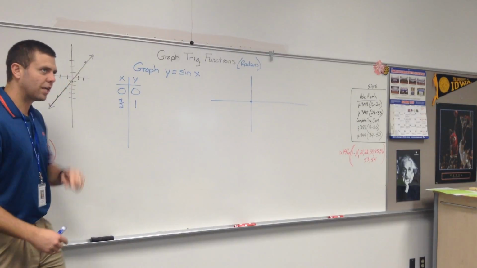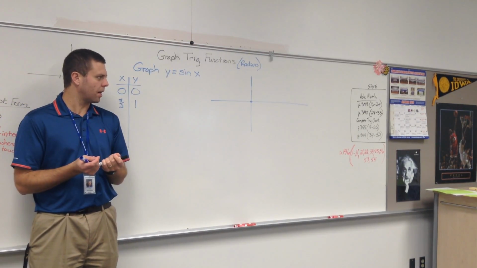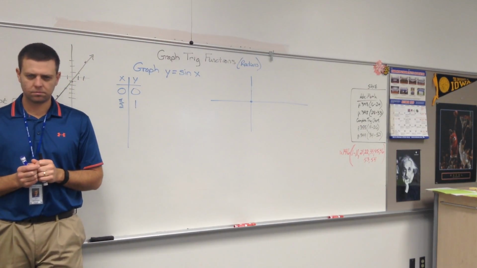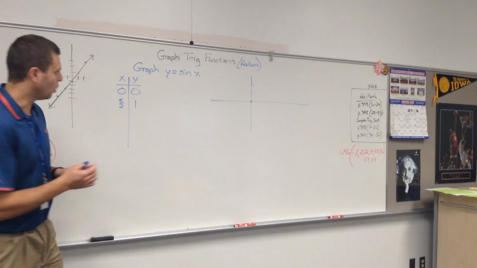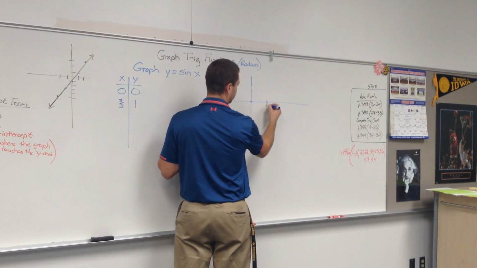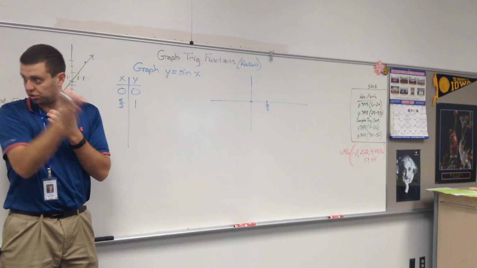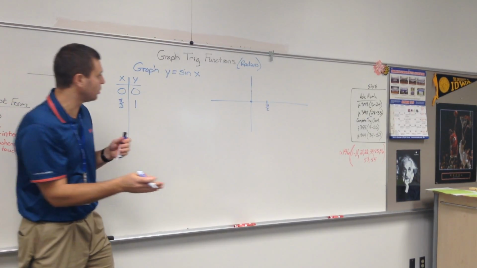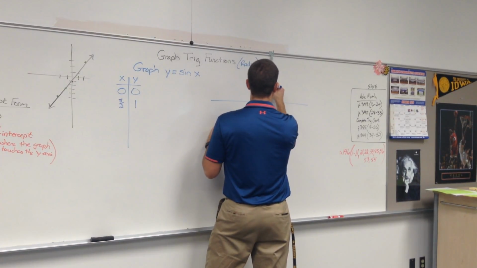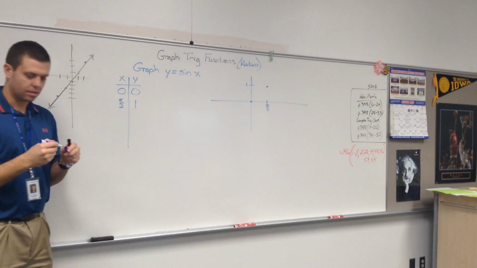Think about your unit circle. Sine is your y value, correct? Does your y value ever get bigger than 1? No. So at pi over 2, I'll make my first mark and label it pi over 2. It gets up to a y value of 1, which is 90 degrees.